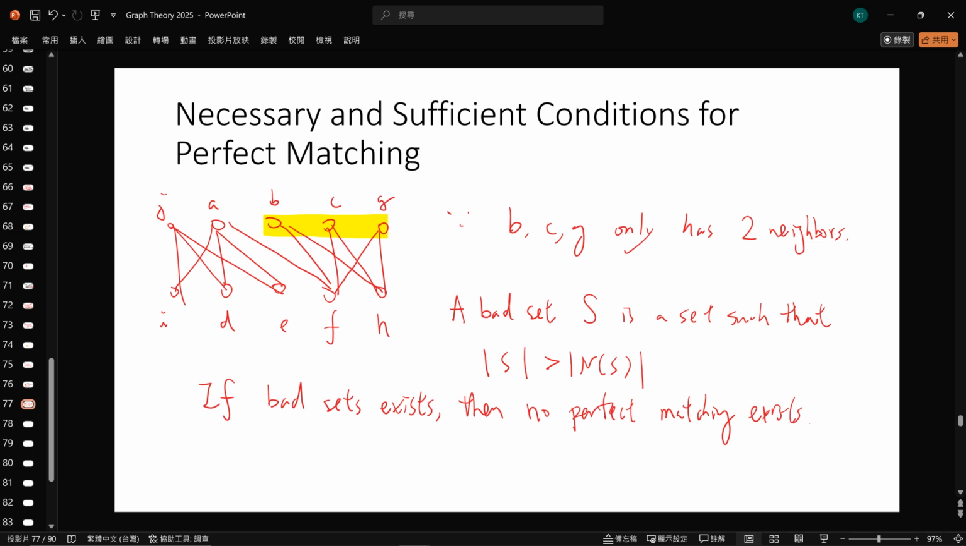So now we have one direction here. Next, we can consider the other direction where we try to prove this direction. Suppose there's no bad set. Then can you show that there must be a perfect matching?